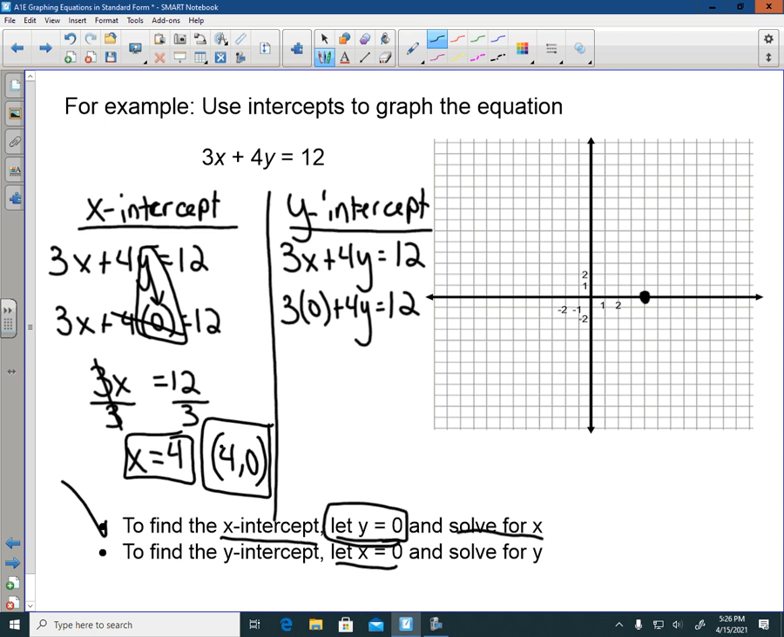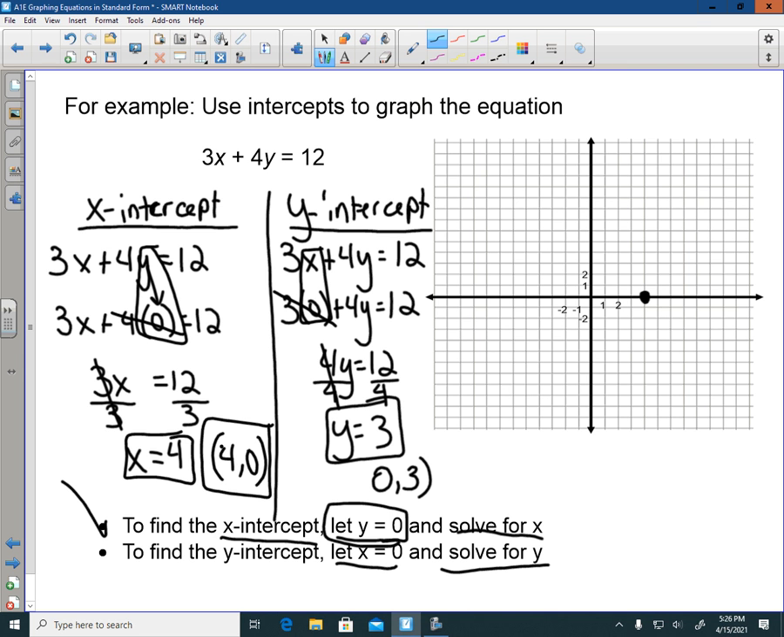Well, 3 times 0 is 0, so that goes away. And we have 4y equals 12. Now we're going to solve for y. So divide by 4, creating this cancellation, and y equals 12 divided by 4, or 3. So when x is 0, y is 3, and we have the point (0, 3), and that is our y-intercept.